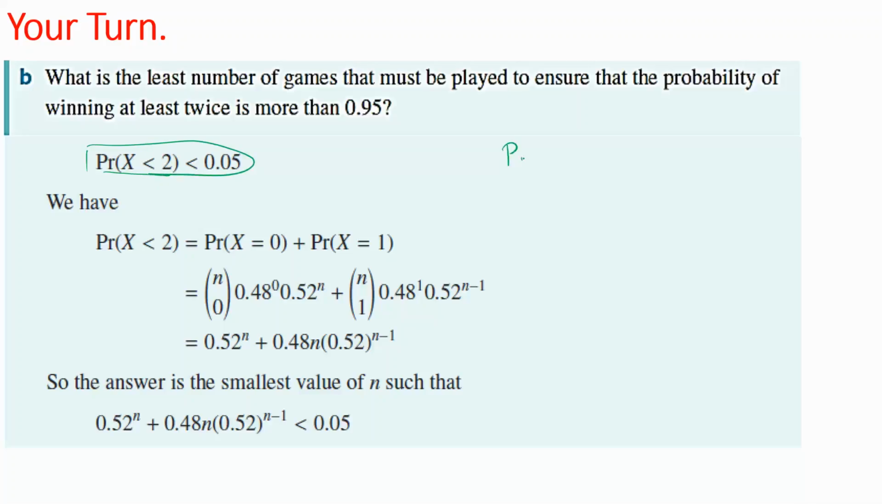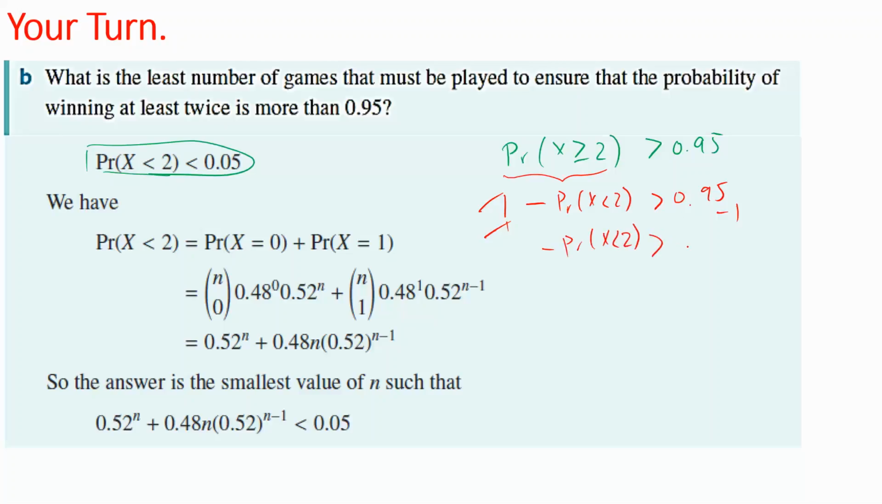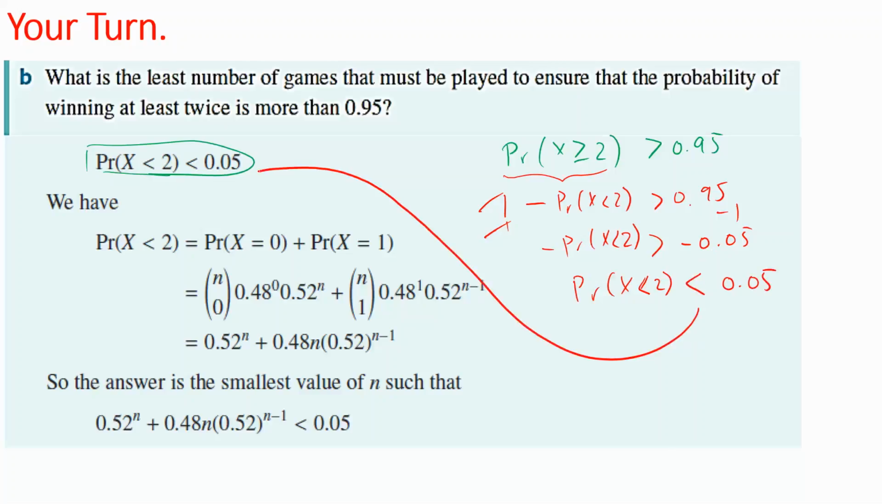So what you would have written is probability of x, at least twice, is greater than or equal to 2. And you want that to be more than 0.95. All they did was skip a step and say, well, this is the same thing as saying 1 minus the probability of what you don't want, which is probability of x less than 2. And then all they did was minus 1 on both sides. So you get negative probability of x less than 2 is now greater than negative 0.05. Divide both sides by negative, and that's where they got probability of x less than 2 is less than 0.05, because the sign changes. That's the step that they skipped.